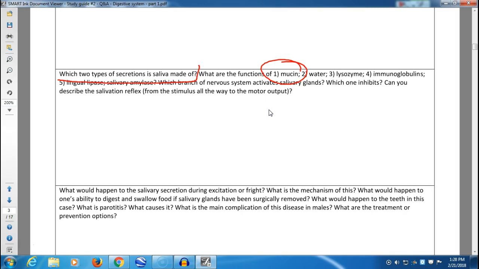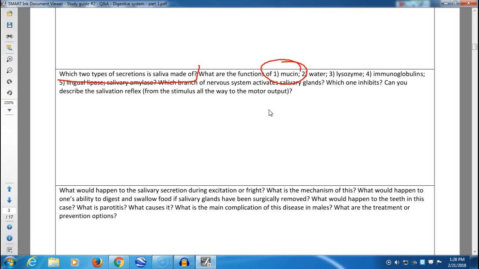Water, what does it do? Dissolves food chemicals. Lysozyme: antibacterial. Immunoglobulins: antibacterial, antiviral. Lingual lipase, salivary amylase. Amylase we just discussed: breakdown of fats and carbs. Okay?